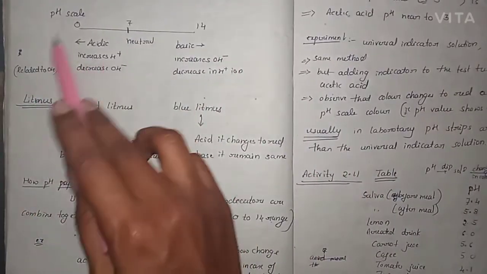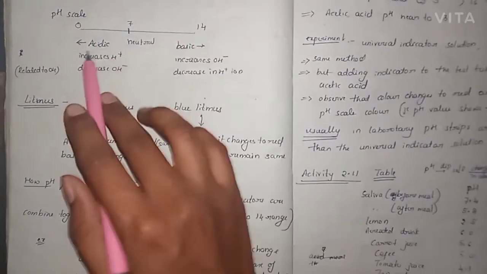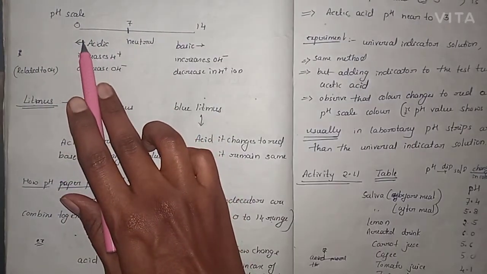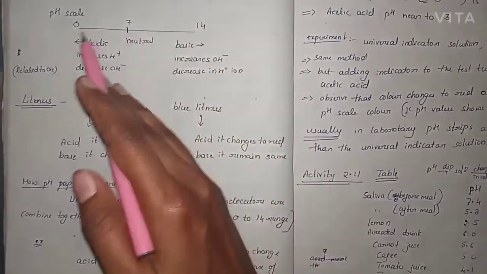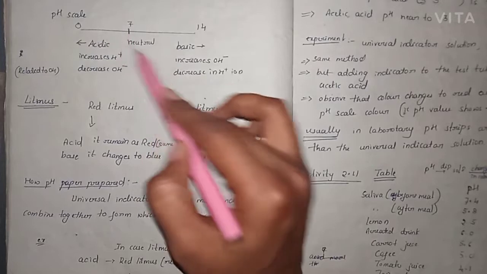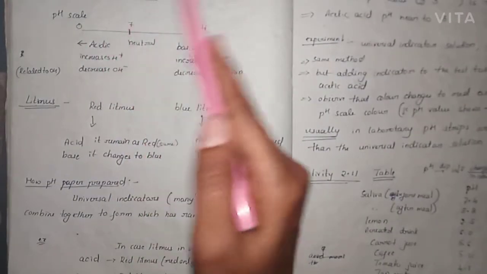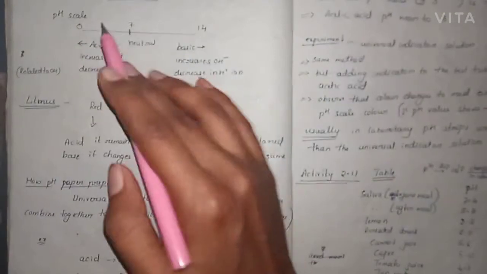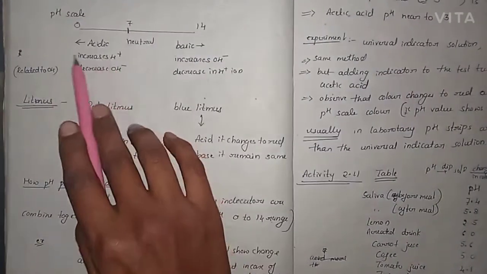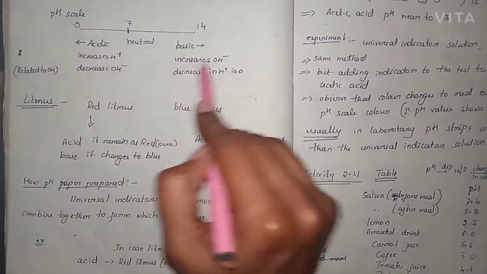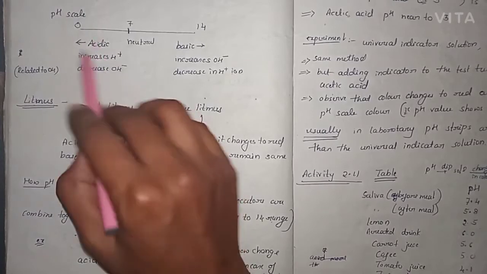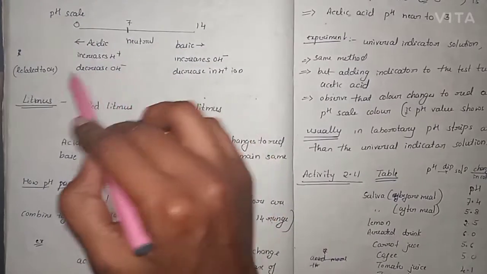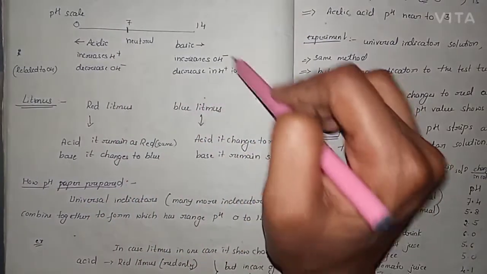If the H plus ion concentration is more, then we can say that it is purely acidic in nature. As we move from 0 to 7, the concentration of H plus ions decreases, and we can say that the OH minus ion concentration increases, and at that time the chemical will become basic. So, increase in H plus ions in this direction, and increase in OH minus ions means it is basic in nature. Acids contain H plus ions, so there is a decrease in the OH minus ions and a decrease in the H plus ions.